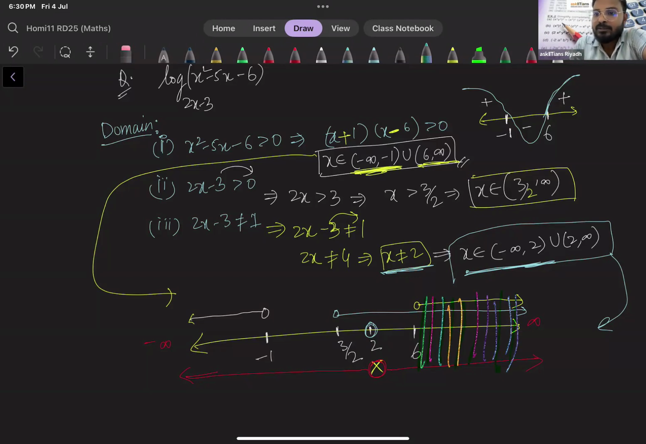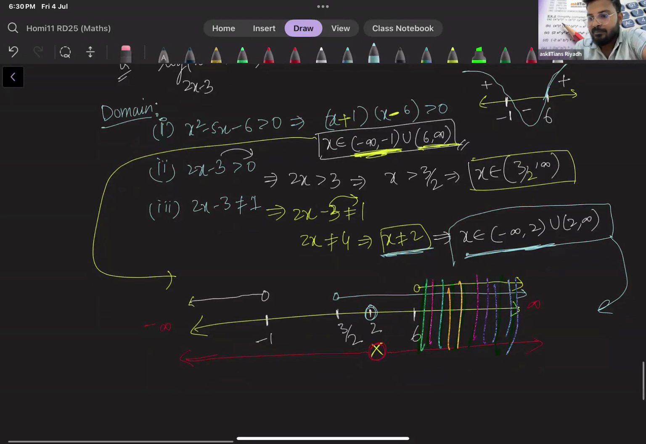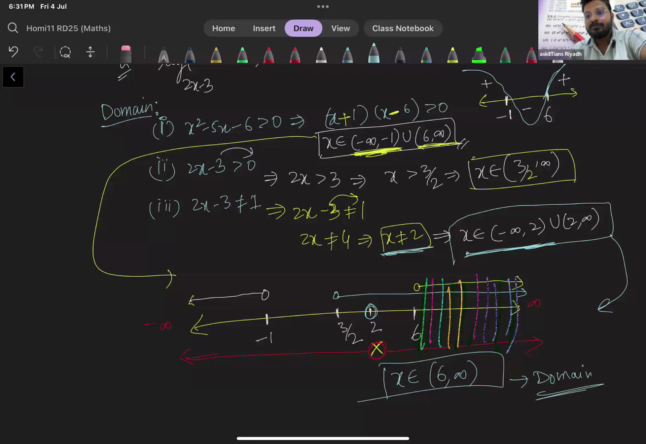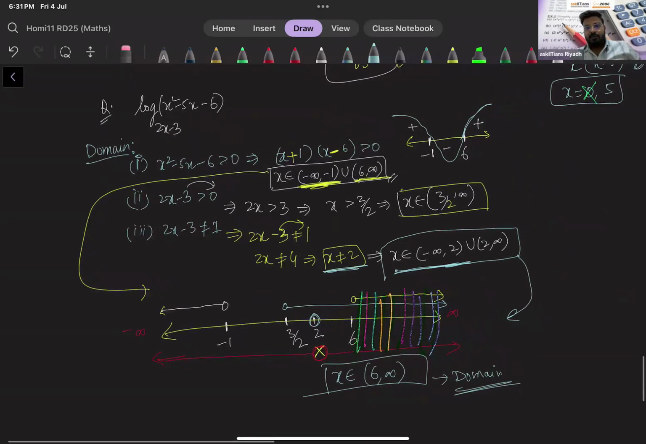In all the three sets and all the three lines, the interval from 6 to infinity is common. So the answer will be x belongs to open 6 to infinity. This is the final answer for this question. This is the domain of the given question. Any doubt in this, anyone? Let me know.